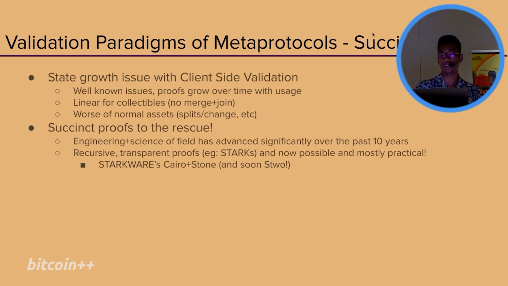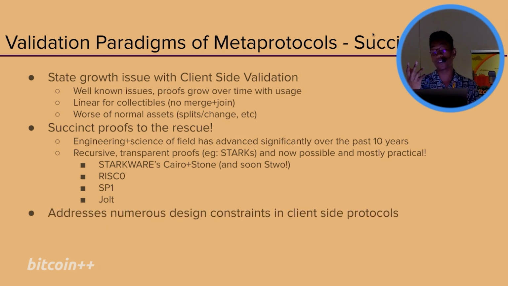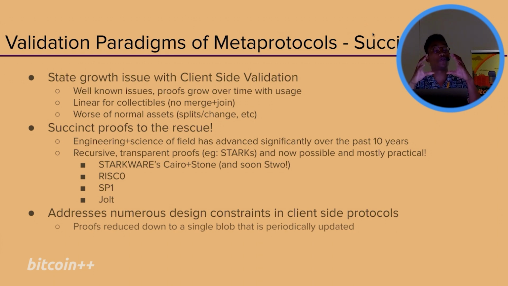StarkWare has Cairo and Stone and Stwo. Something called RISC Zero, which I think was featured in an earlier talk. We have SP1, another one, and then something called Jolt, which is a little bit of a different proof system itself, right? And it actually addresses a number of the design constraints within these client-side protocols, right? Because now you basically have it reduced to a single blob, right?